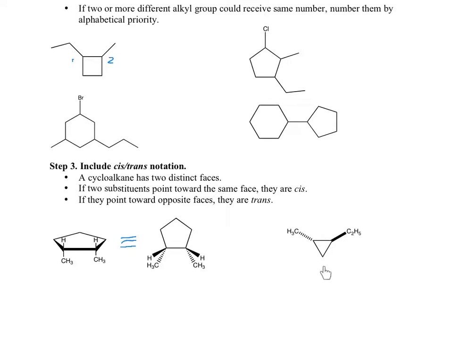And for this case, this is probably what you are going to see more often, and hydrogens are not shown, but you know that since this ethyl group is pointing up with this wedge, and this methyl group is pointing down with this dash, so this ethyl and the methyl substituents are trans from each other. So you're going to name this compound as trans-1-ethyl-2-methyl cyclopropane.